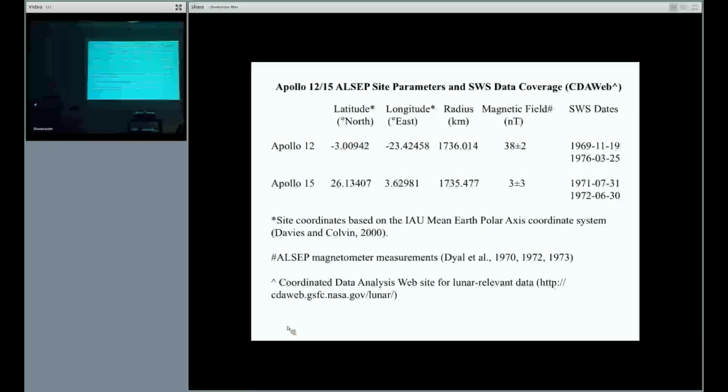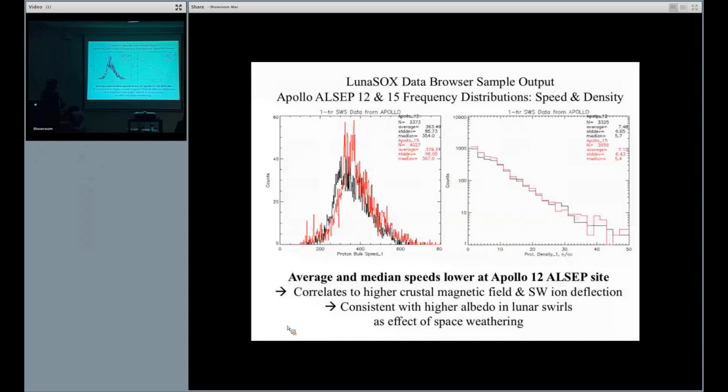And looking at Apollo 12 and 15 ALSEP data, one interesting thing, of course, is that at different locations, they have different crustal magnetic fields locally. So Apollo 12 has a stronger, by an order of magnitude, magnetic field there for its span of data. And so if you actually do a plot of, and this is a histogram of frequency of measurements here, so here's the solar wind speed, so different speeds here and the frequency of those. So the red is Apollo 15, which has the weaker magnetic field, and that has a peak at a somewhat higher speed here. And then the Apollo 12 is actually shifted down to a lower speed. And that would be consistent with a kind of a magnetic shielding effect in a region of higher magnetic field.